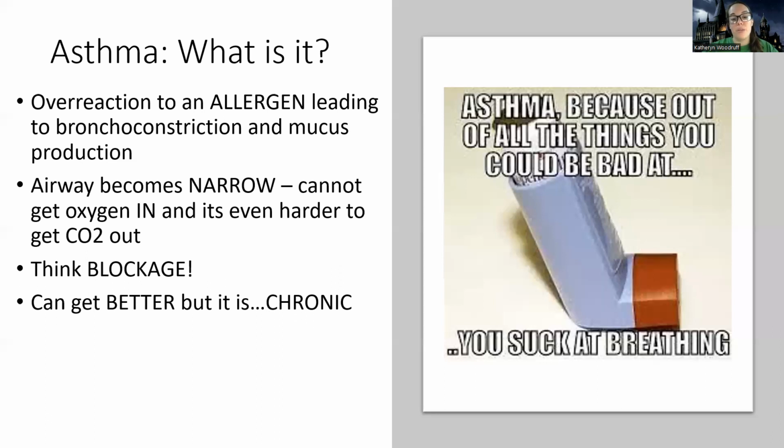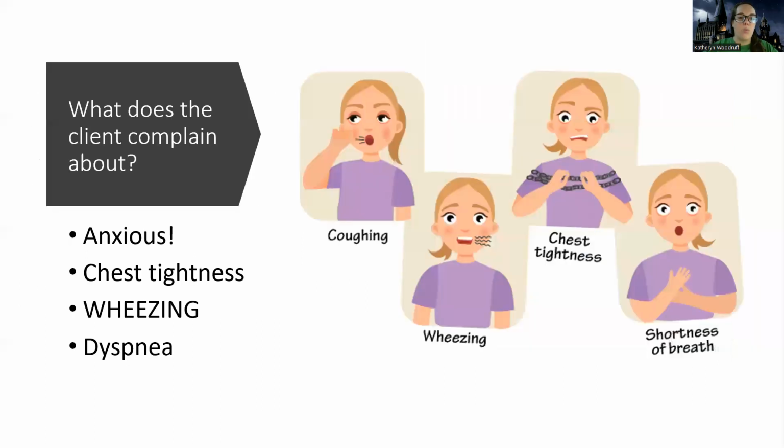Someone who has a history of asthma, you always want to be keeping an eye out for symptoms. So what does a patient with asthma complain about? A patient with asthma is usually going to complain of anxiety. If you can't breathe, it is very anxiety-producing. You feel like, oh my God, I cannot get a breath in or out. As someone who has asthma herself, when you feel like you can't breathe, you get into that panic mode.